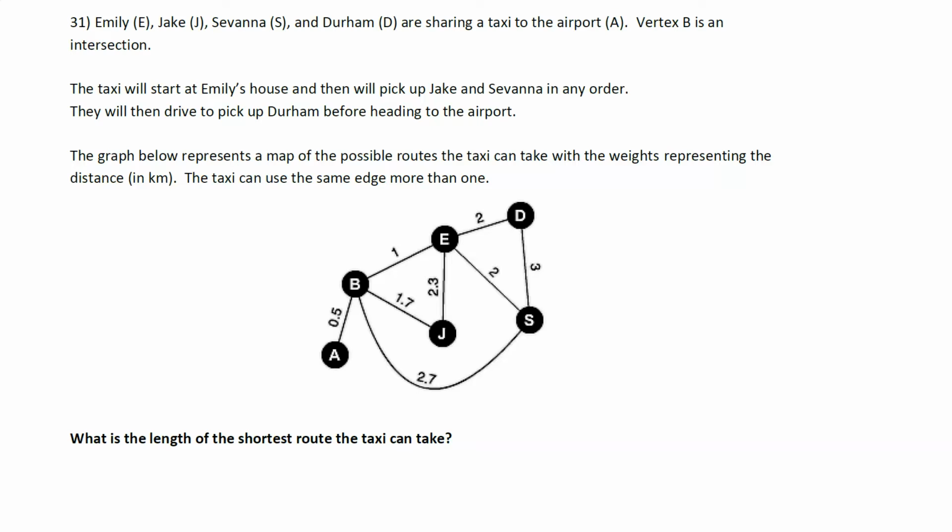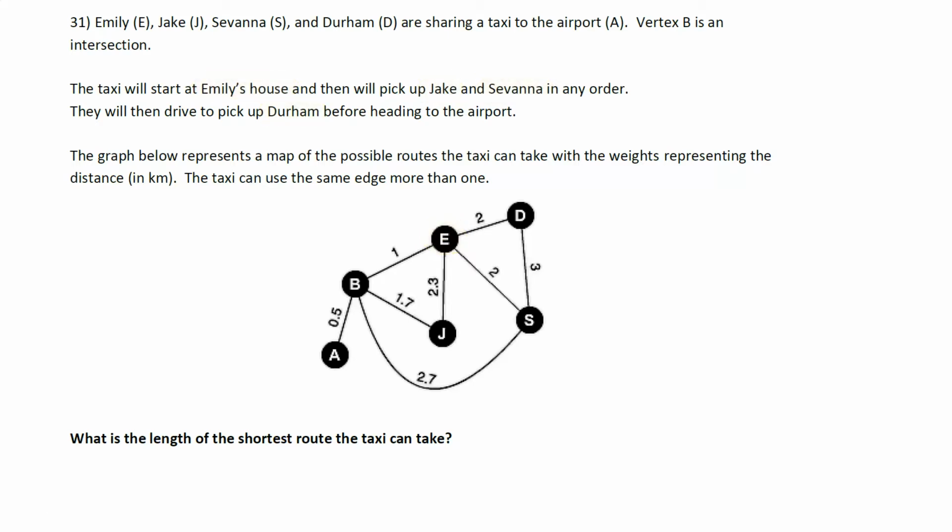In question 31, we've got a taxi transportation problem. We've got Emily, Jake, Savannah, and Durham, who are all getting picked up by a taxi and going to the airport, which is vertex A. They have to pass through vertex B, which is an intersection. Now, one of the tricks here is that it tells us that the taxi, first of all, has to start at Emily's house. So that's a key piece, that's going to be our starting point. And then it says they're going to pick up Jake and Savannah in any order. And then after they've picked up those two, then they're going to pick up Durham. So they have to first pick up Jake and Savannah, either Jake first and Savannah second, or the other way around, Savannah first and then Jake second. Then they need to go and pick up Durham before heading to the airport.